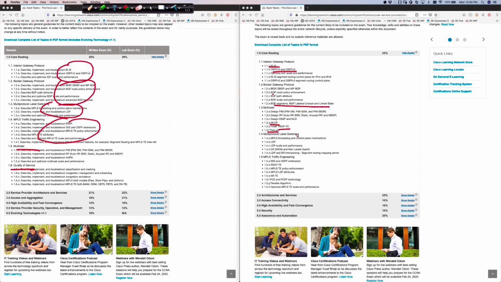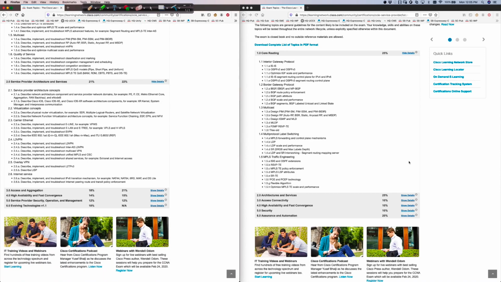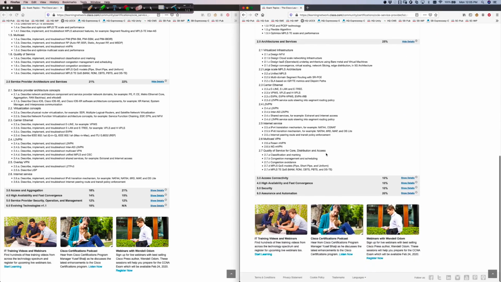MPLS is pretty much the same, and MPLS traffic engineering is also mostly the same, with just two new topics added: using flexible algorithm, and optimizing MPLS TE, basically scaling and performance. So if you look at the core differences between the earlier blueprint and the new blueprint, 90% of it is still the same, where the major focus would be on ISIS, OSPF, BGP, and segment routing. Let's now expand the second domain, which is service provider architecture and services. Let's go back to version 5.